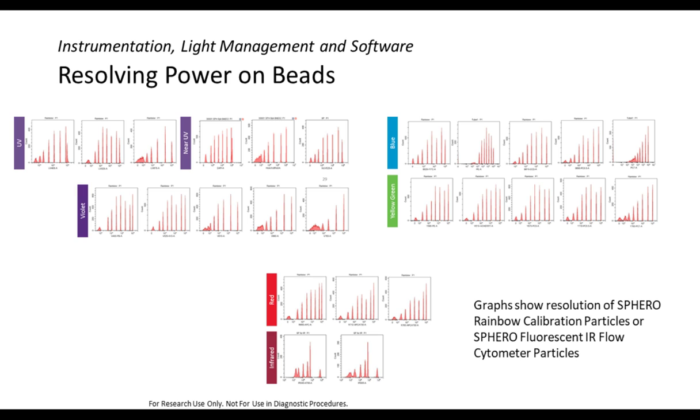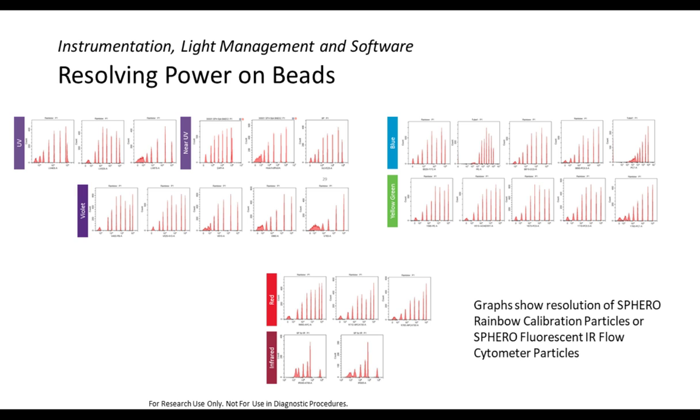So on the LX, you have an option for a total of 6 lasers, and you can choose between the UV or the near UV, as well as having an infrared laser on board. And so for 6 of the 7 lasers, we're demonstrating the resolving power using the rainbow calibration particles from Spherotech. This is a commonly used way of calibrating as well as aligning or optimizing the alignment of instrumentation.